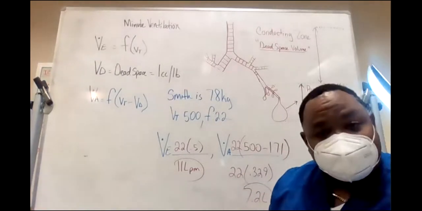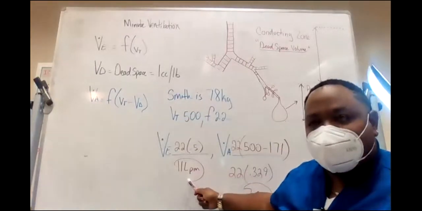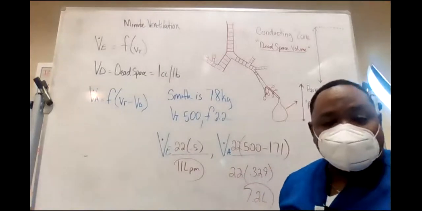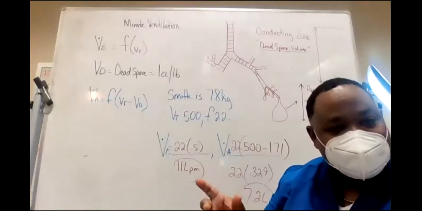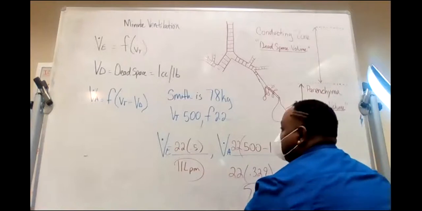So you notice the difference? Out of this whole 11 liters per minute of regular minute ventilation, only 7.2 liters per minute is actually participating in gas exchange. Okay, let's do another one.